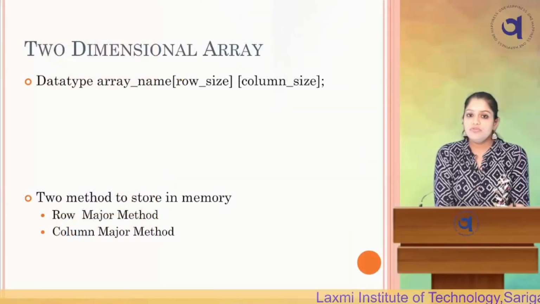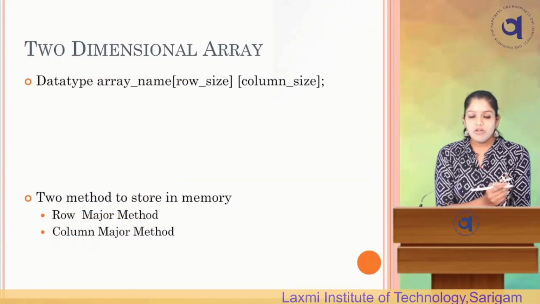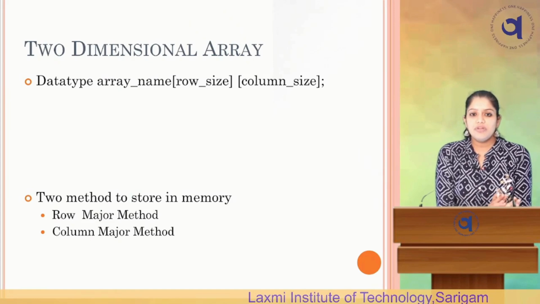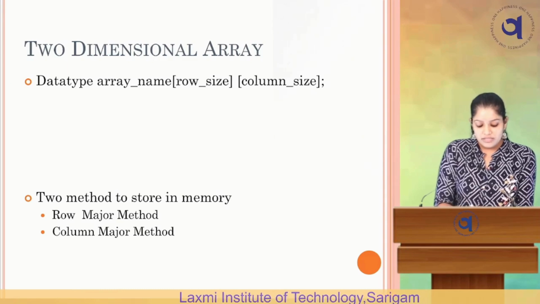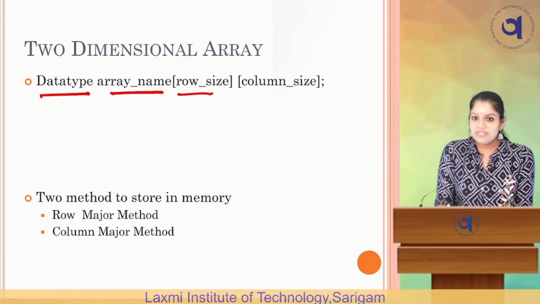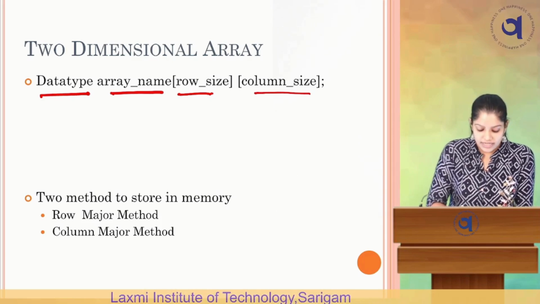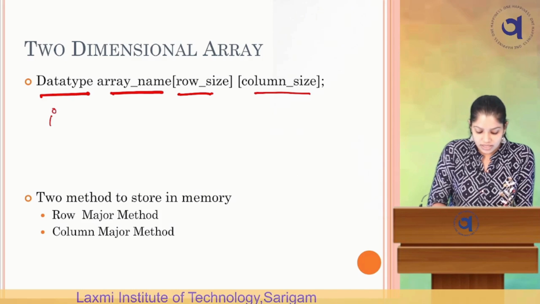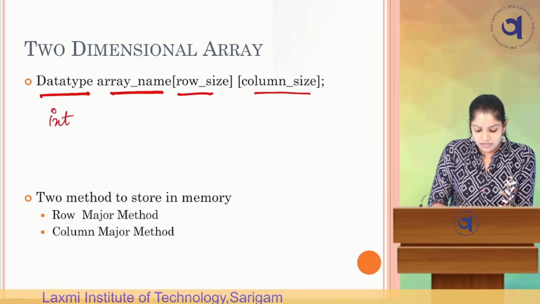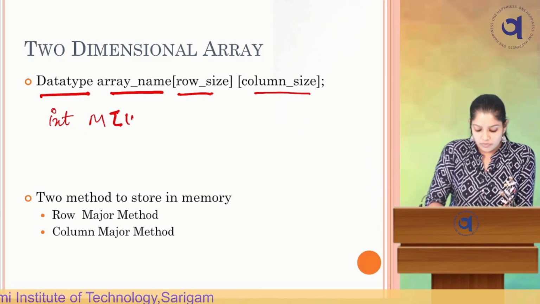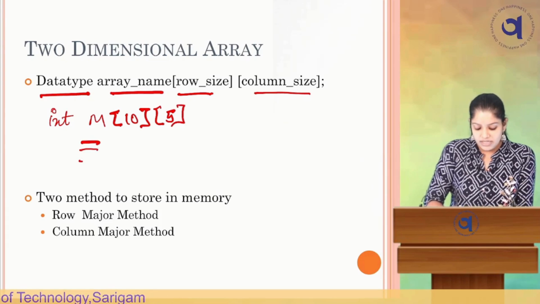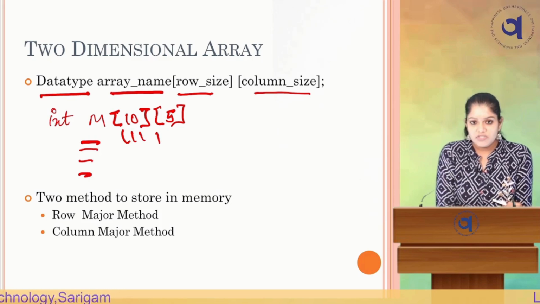Now, we move ahead with the 2 dimension array. A 2 dimension array is simple; you can consider it as a matrix. Matrix is a 2 dimension array. Again, the same data type, array name, then the row size and the column size. If I want integer data, I can have integer, and suppose I am taking M for the matrix; you can take any name. Then suppose I have 10 as my row size and 5 as column size. So I can have 10 rows and 5 columns. This is a 2 dimension array.